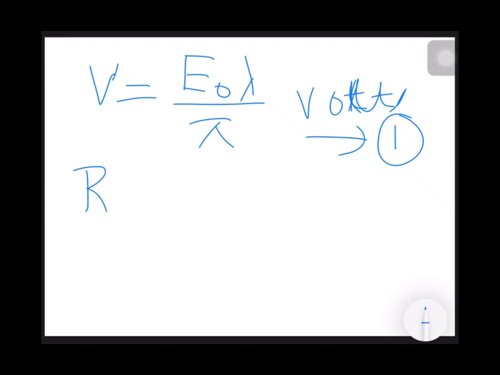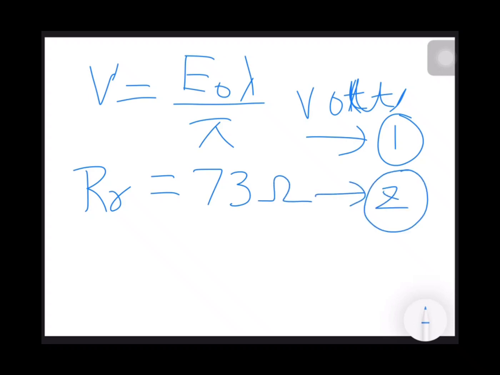And always, the radiation resistance for a lambda by 2 antenna is 73 ohms. This is once again a known value, and in further sessions of the subject you will be deriving why the radiation resistance of the lambda by 2 antenna is 73 ohms. But as of now, we just need to understand and consider that the radiation resistance of the lambda by 2 antenna is 73 ohms.